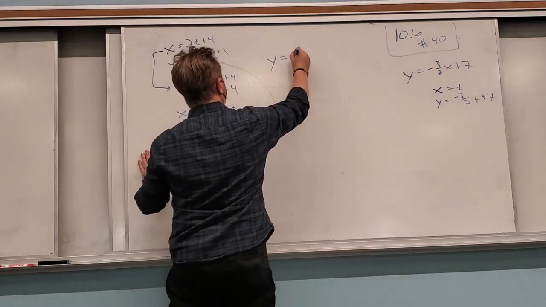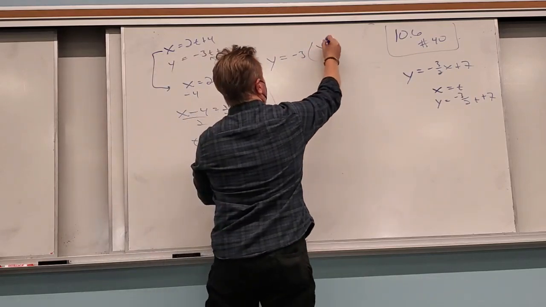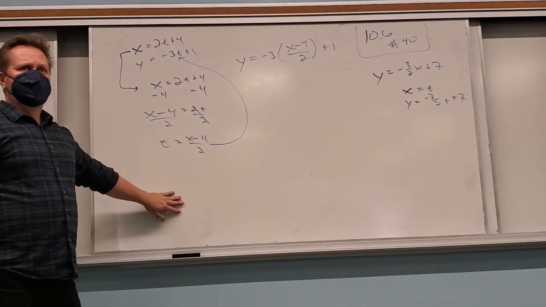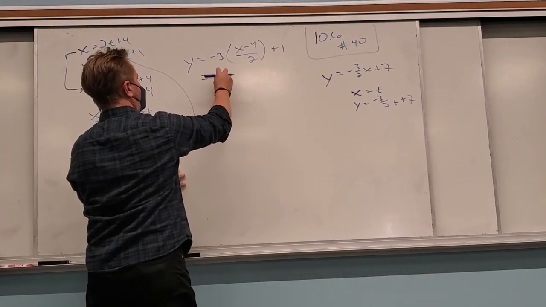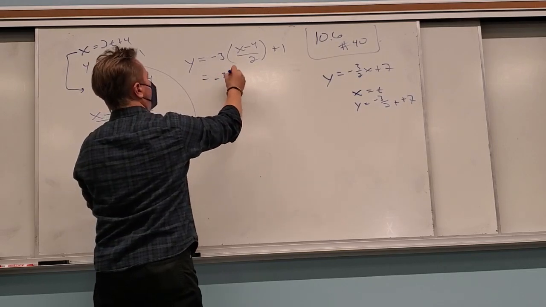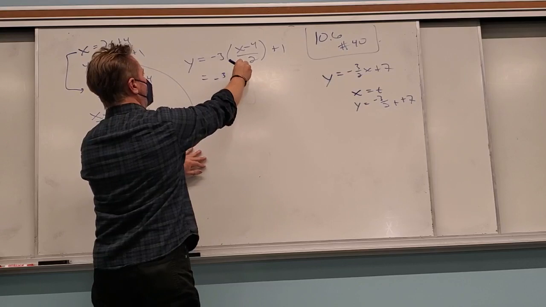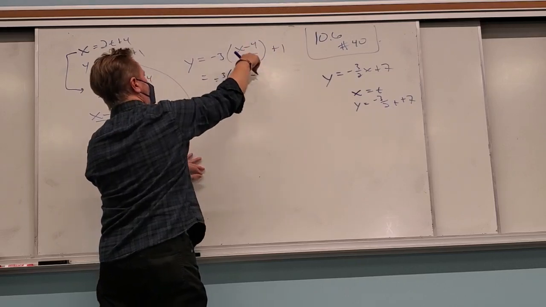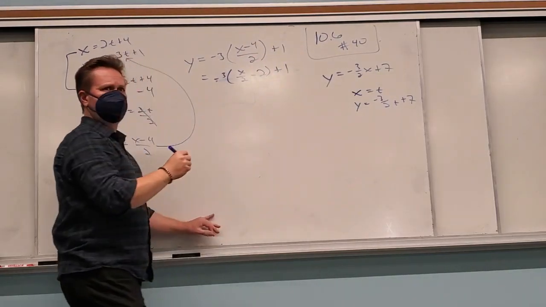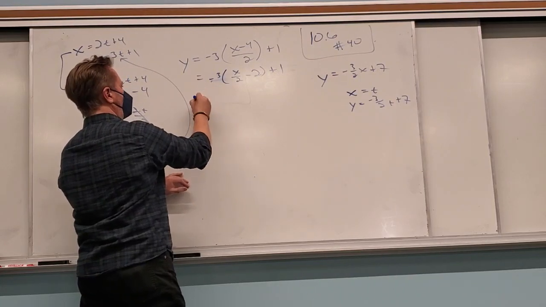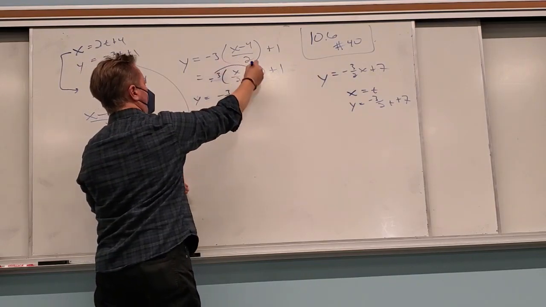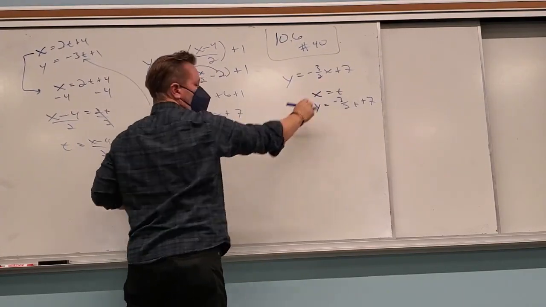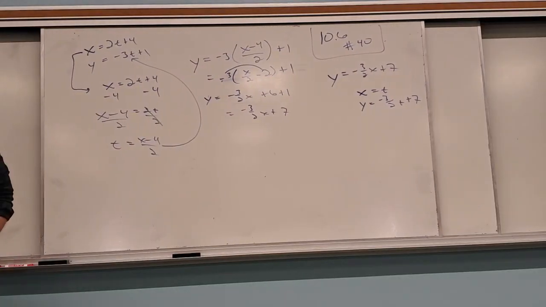So I get y equals -3 times x minus 4 over 2 plus 1. Yes? Okay, isn't this -3? How do I want to do this so it's easier? -3, let's do this. x over 2 minus 2, is that cool? So then I can distribute the -3. -3 times -2 is plus 6. And then I get -3/2 x plus 7, which is what it's supposed to be. Crazy.